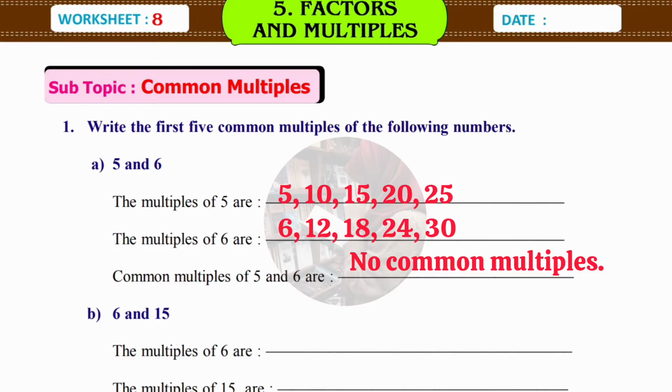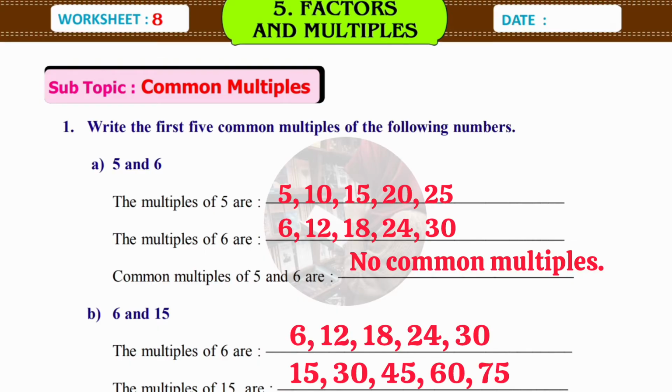First of all, we have to write down the multiples of 6. The first 5 multiples of 6 are 6 ones 6, 6 twos 12, 6 threes 18, 6 fours 24 and 6 fives 30. Next, the first 5 multiples of 15 are 15 ones 15, 15 twos 30, 15 threes 45, 15 fours 60 and 15 fives 75.